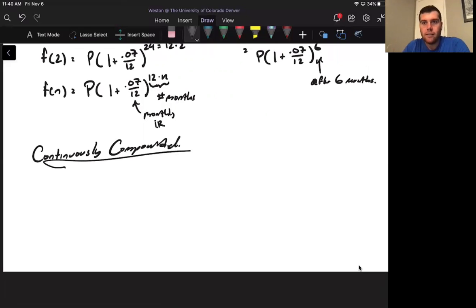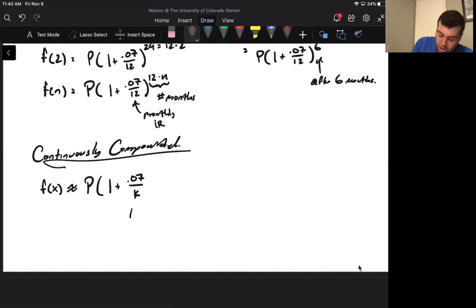And that's when it's beyond monthly, beyond weekly, beyond daily. We're getting compounded continuously. It's even better than compounding even every 1 second. And we get that this is going to be f of x is approximately however much we invest times 1 plus our interest rate of k for a giant number k.